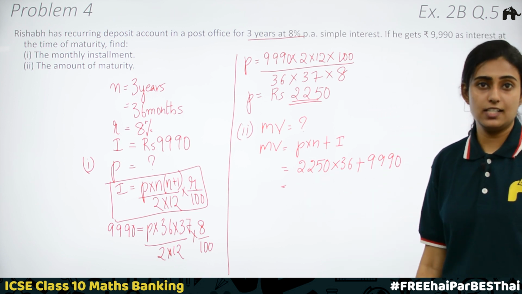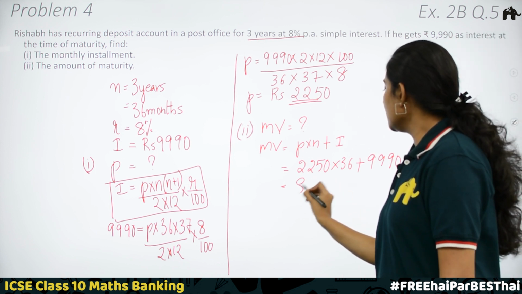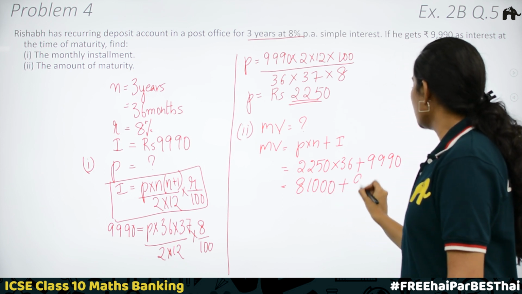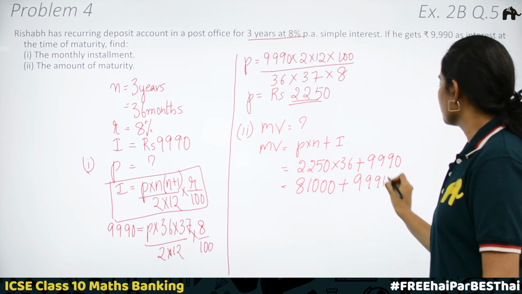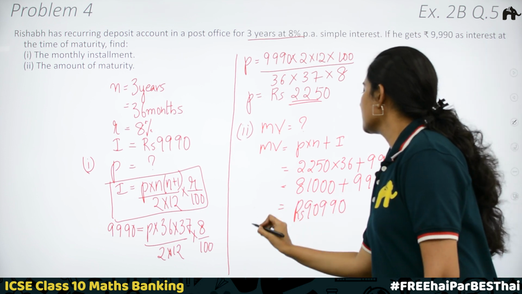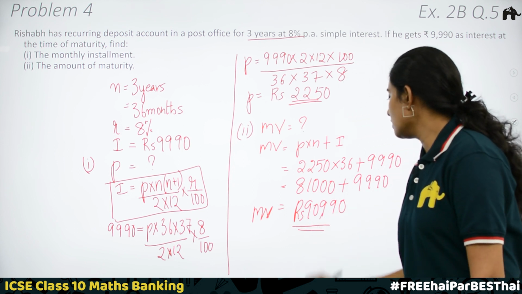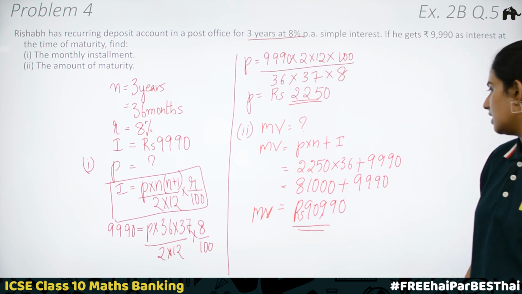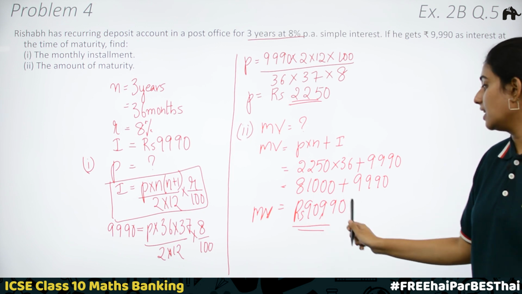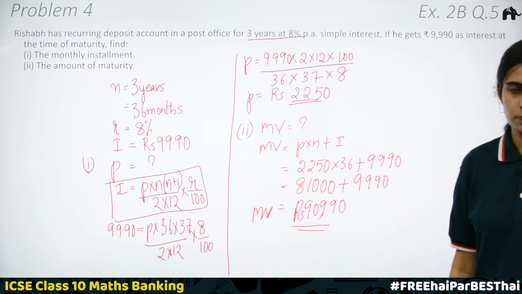2250 into 36. You will be getting 81,000 plus 9990. Now you just need to add these. This is your final answer. Maturity value will be equal to 90,990. 90,990 is the amount of maturity or the maturity value.